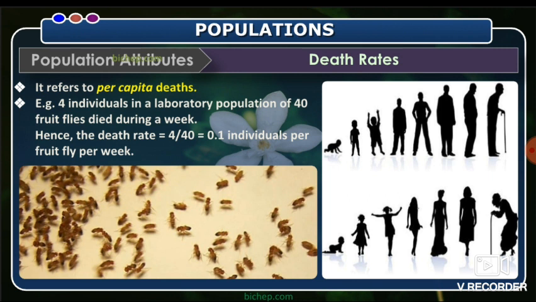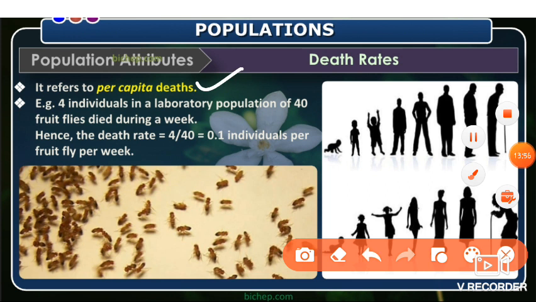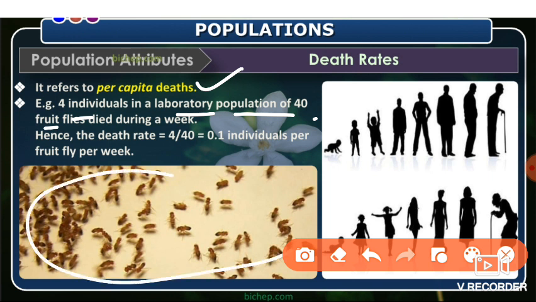The death rate is the same; it refers to per capita deaths. Here they have given an example: a laboratory population of 40 fruit flies. Already 40 fruit flies are there. Among these 40, 4 are dead.